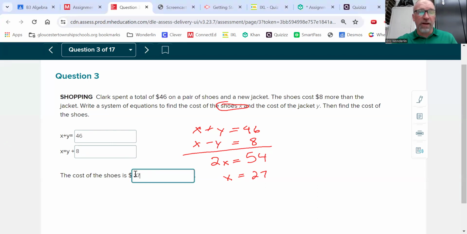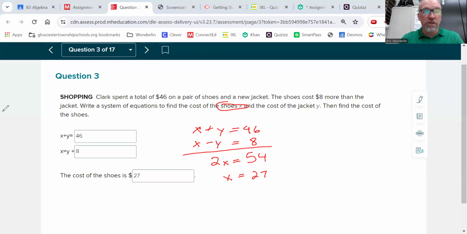Now, if you had done it the other way, if you had done substitution, if you had put the y plus 8 in place of the x, you would have solved and found out that y equaled 19, I believe. But y was a jacket. They wanted the cost of shoes. So now you have to take that 19 and put it back. I'll do that real fast just so you can see it, because that's how some of you solved it.